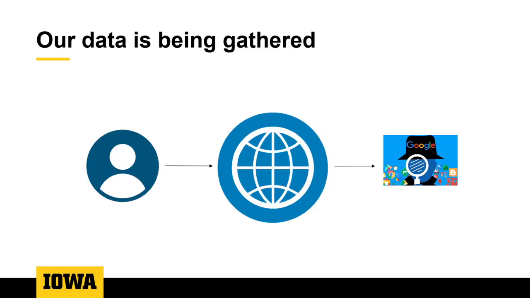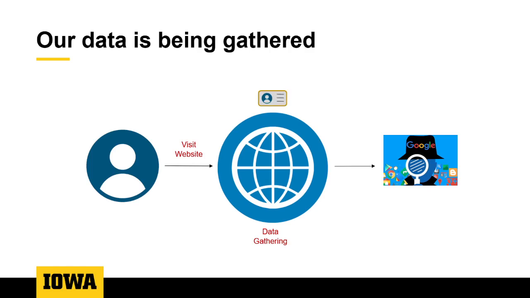Ladies and gentlemen, our data is being gathered. When a person visits a website, they are exposing some information about themselves to the online world, such as their likes, dislikes, browsing habits, or browsing history. We call this data gathering. Once gathered, this data can be used for various reasons, but usually it is used to create a user's profile.